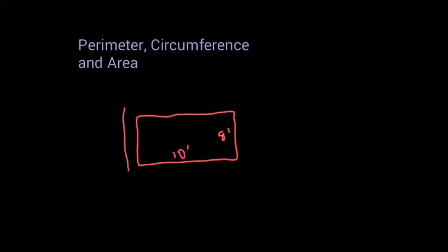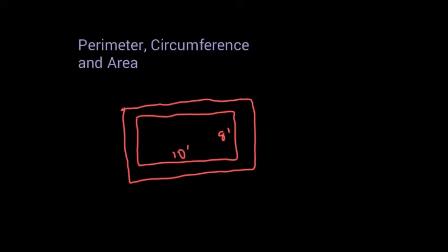Alright, now we're going to do perimeter, circumference, and area. So let's start with perimeter. Let's say we have a pool or garden that makes a rectangle, and let's say this is 8 feet by 10 feet. And we want to put a walkway around this that is 3 feet wide. So you have to think when we do this, it's going to be 3 feet wide on all sides.